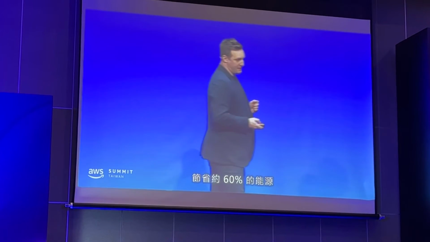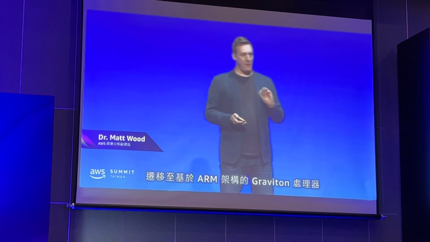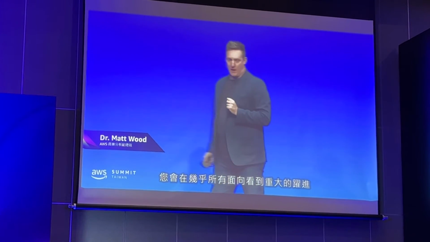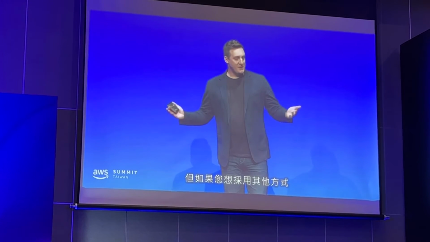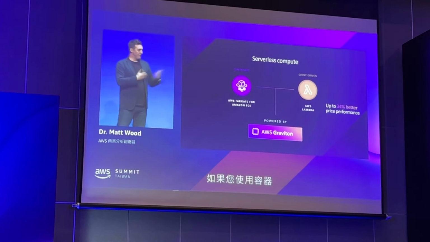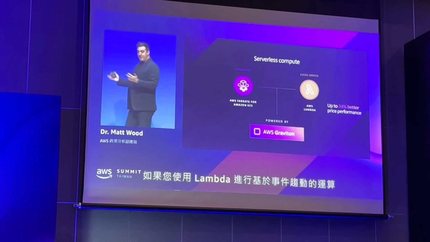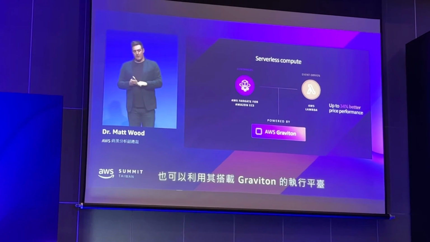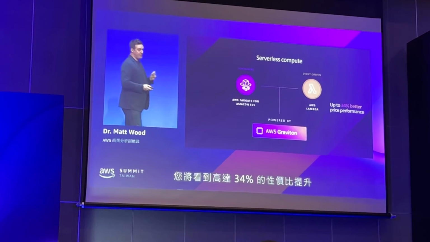So if you haven't made the move on EC2 to ARM-based instances of Graviton, I suggest you give it a whirl. You'll see significant improvements in almost all cases. But if you want to use other approaches, we've baked Graviton into AWS Fargate. So if you're doing containers, you can just get the advantages of Graviton there. And if you're doing event-based computing with Lambda, you can use Graviton under the hood as well. And you'll see up to 34% price performance improvements just by adopting Graviton.